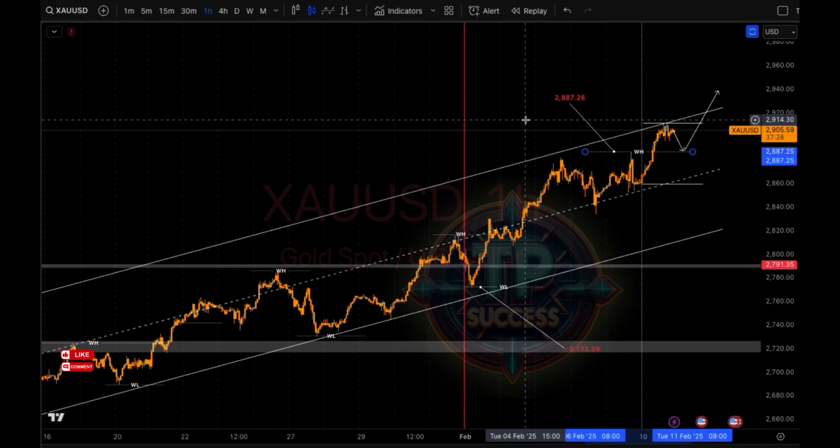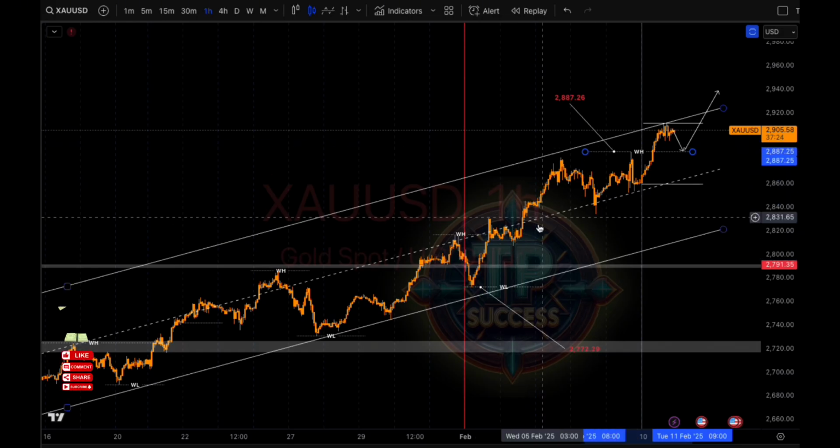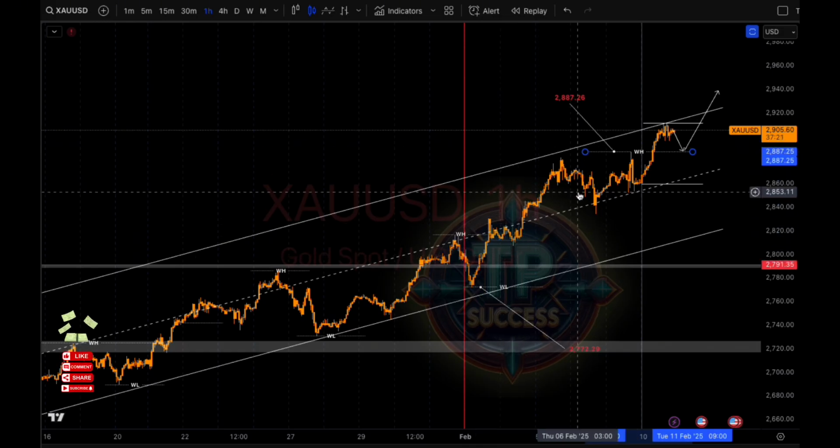And we're looking at 2887.26. So these are the two levels that are going to help us navigate the market for this week. Week commencing Monday, the 10th of February.